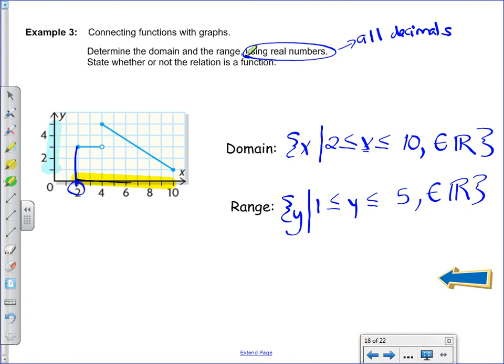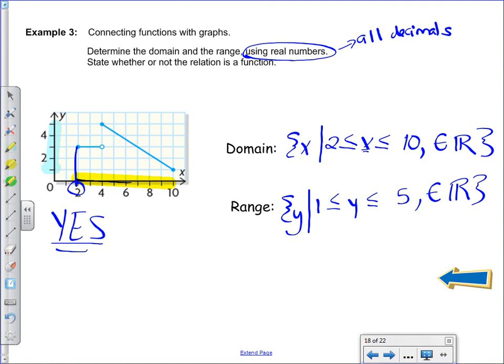Okay, is this a function? Anyone know what the open dot means versus the closed dot? Okay, this actually is a function. Because this is an open dot, it doesn't actually belong there.